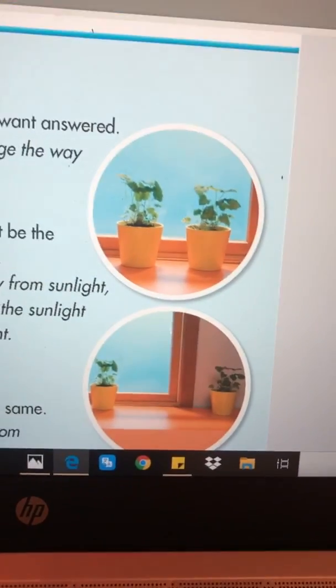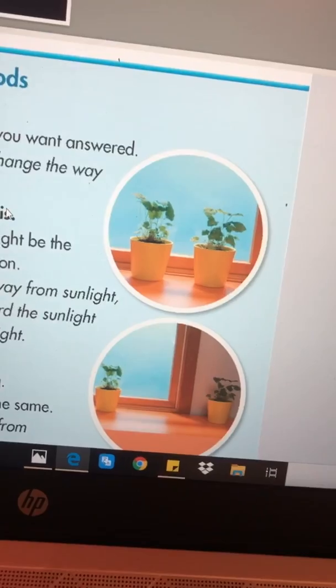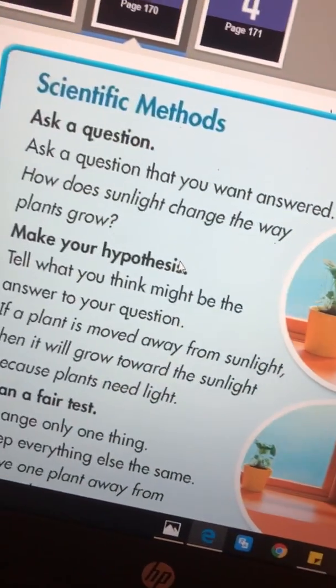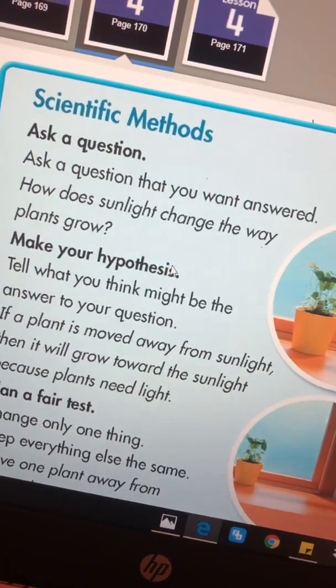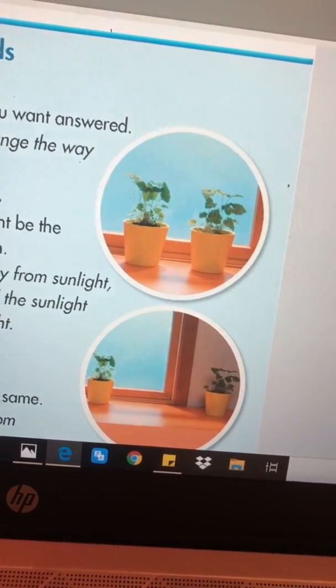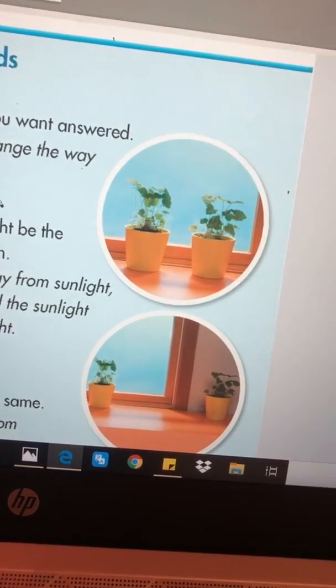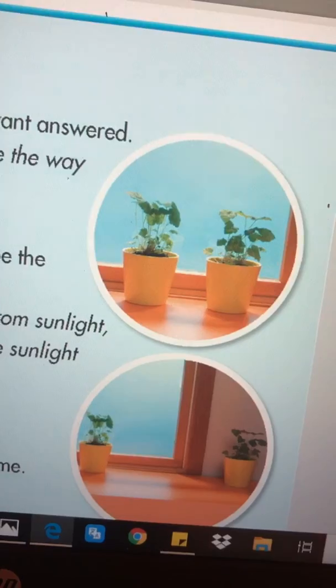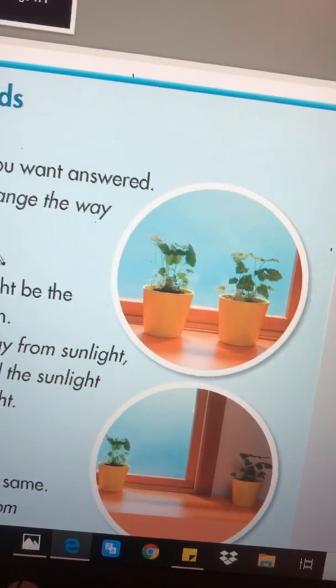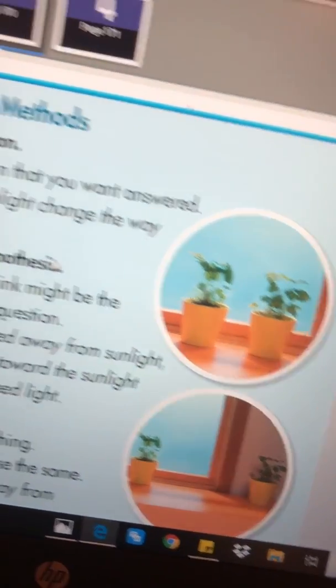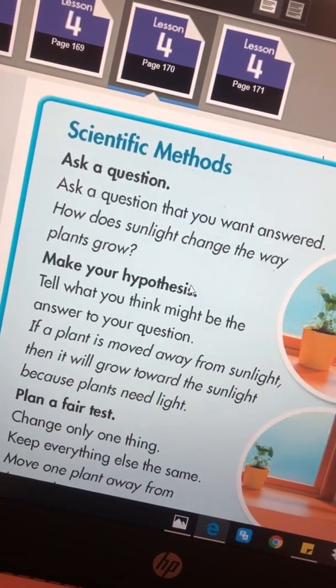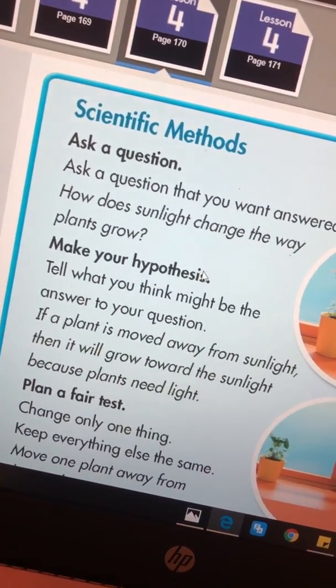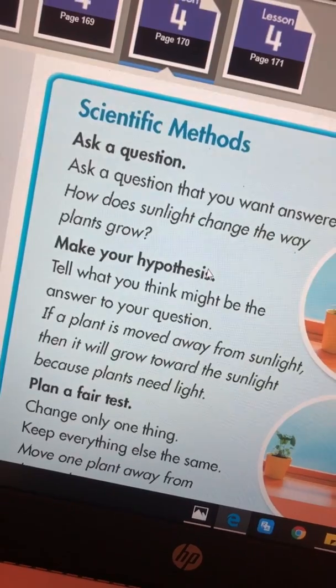Okay, look at this picture. You can ask about this plant. So, how does sunlight change the way plants grow? This is your question. So this is the question. Firstly, you will ask a question. These are the steps of the scientific method.